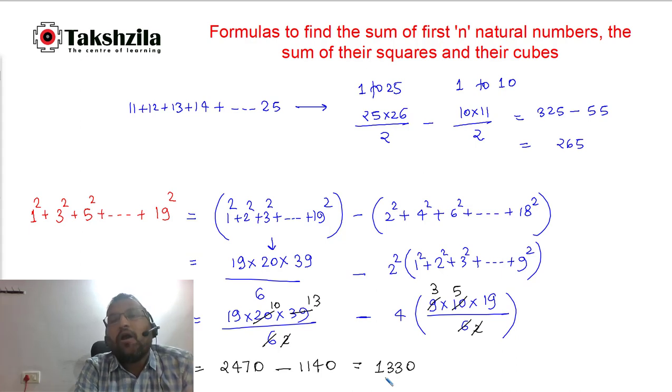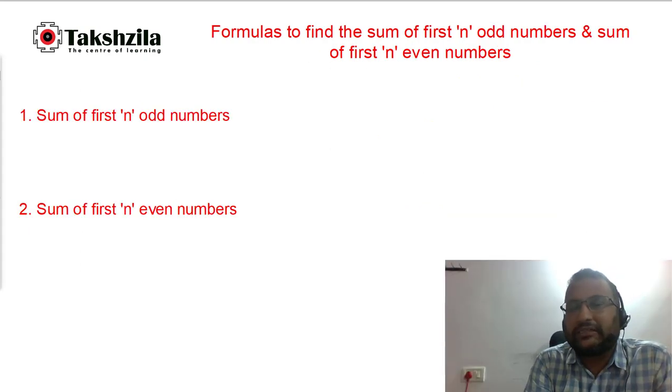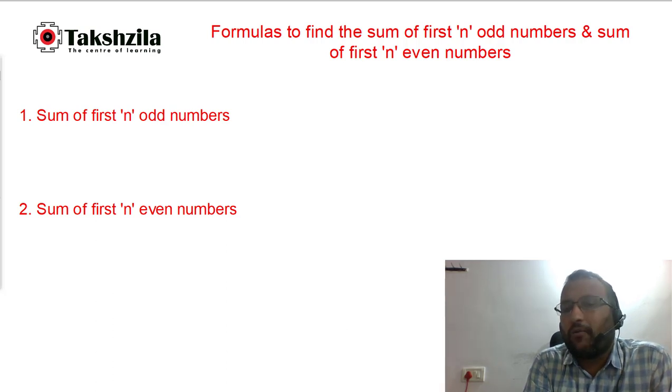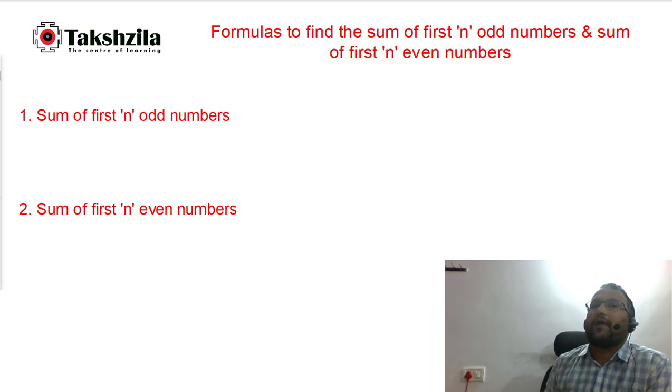This is how we can use the formulas of sum of first n natural numbers, sum of squares of first n natural numbers, then sum of cubes of first n natural numbers. After this, let's have a look at the second set of formulas. How to find the sum of first n odd numbers and first n even numbers. Let's have a look at it.